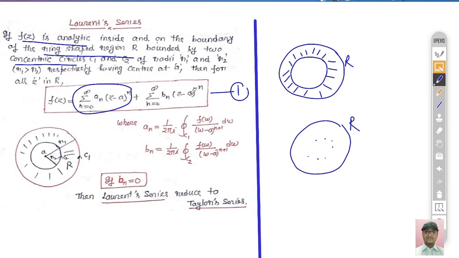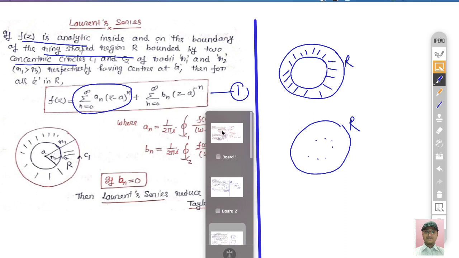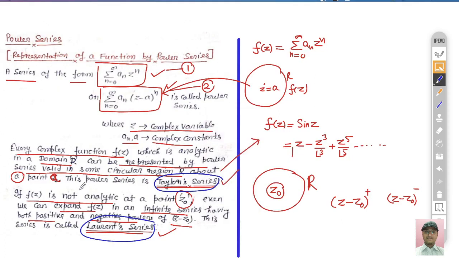It contains both negative powers. See here z minus a raised to the power minus n, and also if you put z is equal to a, this function cannot be analytic, right? So that's why, even if the function is not analytic, as we saw on the first slide, we can express it in terms of an infinite series having both positive and negative powers, and that is called the Laurent series, right?